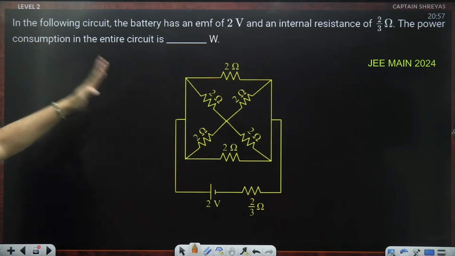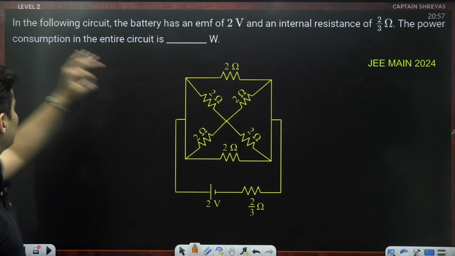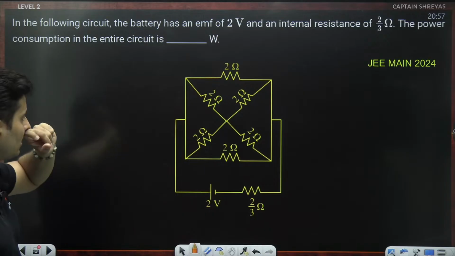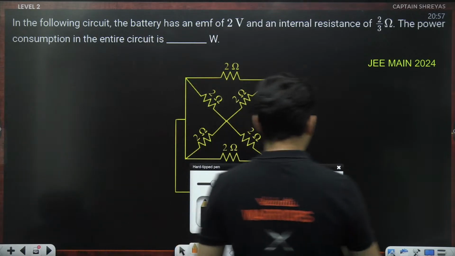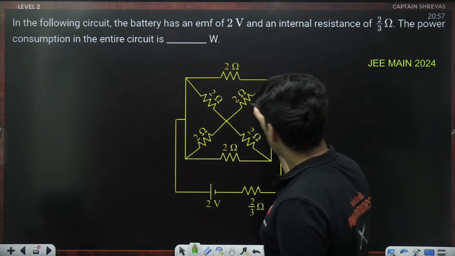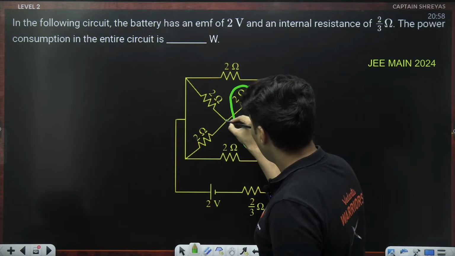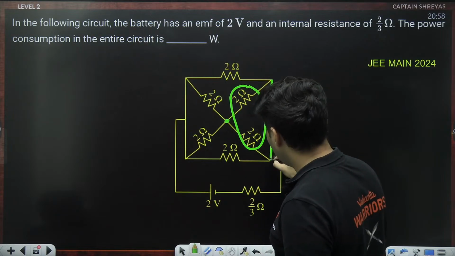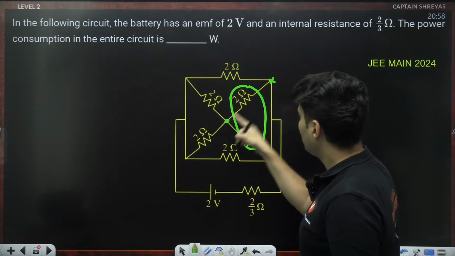In the following circuit, the battery has some EMF and internal resistance. The power in the circuit is? Okay. I'll tell you, this circuit is not that difficult. If you notice, between this point versus these 2 points, actually these 2 points are at the same potential.